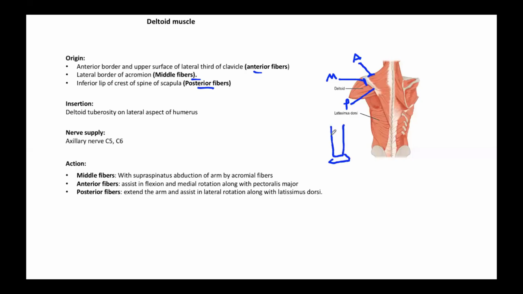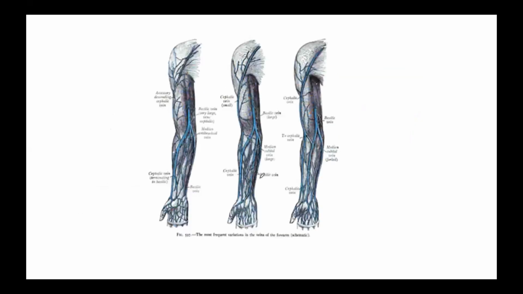because this is located in the upper part of the humerus on the lateral side, and it has a shape like this. So we can identify this on bone as well. Its nerve supply is C5, C6, that's the axillary nerve. So we should be able to identify this muscle.